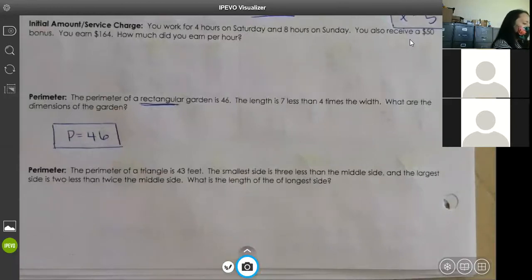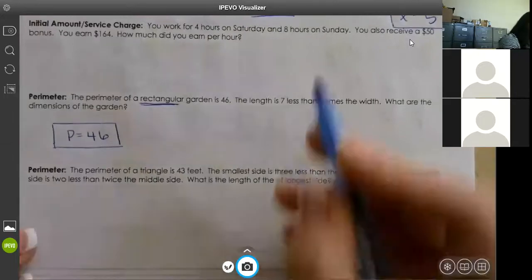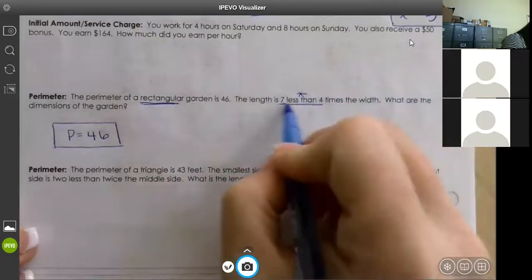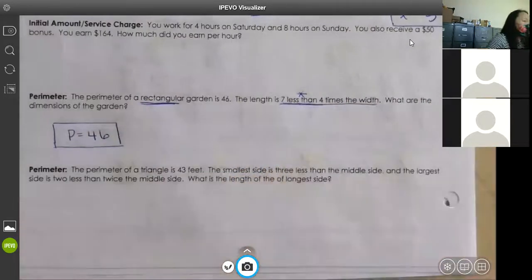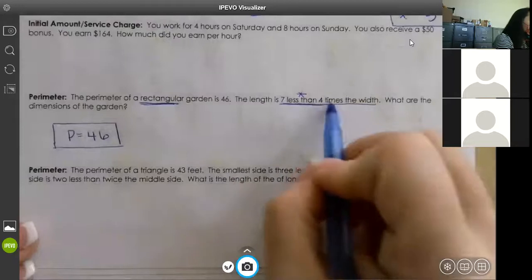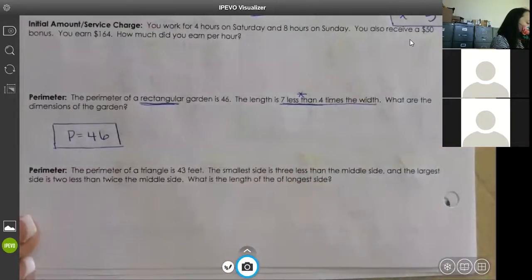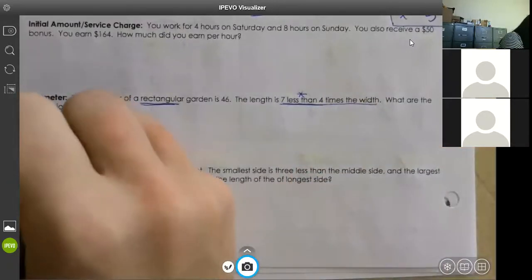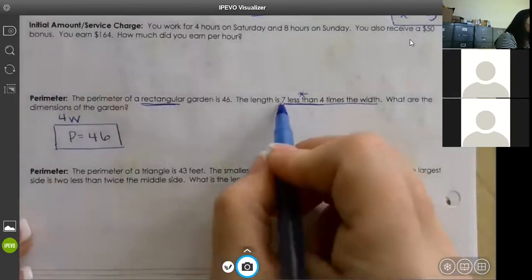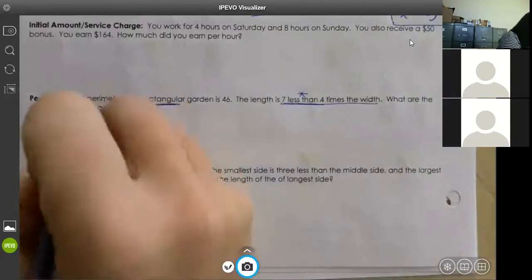Okay, so just to go over that real fast. The length is 7 less than, there's that less than I was telling you about, 7 less than 4 times the width. So when we see less than, think backwards, start at the end. How do I do 4 times the width? Now, I like to do W. You can use X. It does not matter. I use W for width. Okay. How do I do 7 less than? Minus 7.